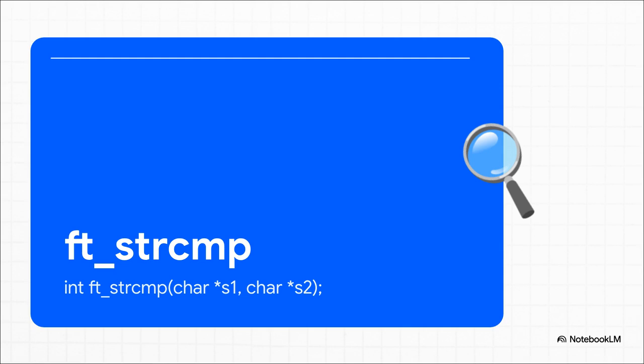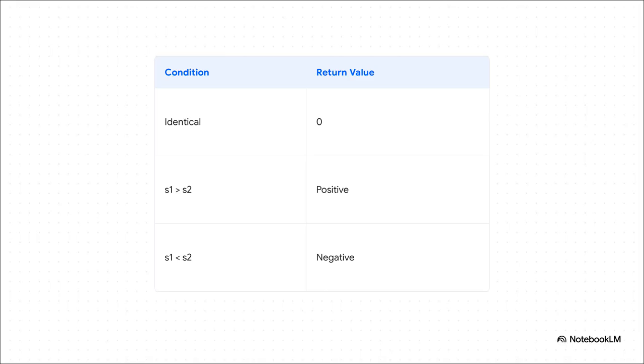It just marches forward character by character until it either hits a mismatch or it bumps into a null terminator, which tells us we've hit the end of a string. Simple enough, right? Now, the return logic is actually incredibly straightforward once you map it out. If both strings are completely identical, you just return 0. If they differ, and the first differing character has a greater ASCII value in S1, you return a positive value. And naturally, if S1 is smaller, it returns a negative value.